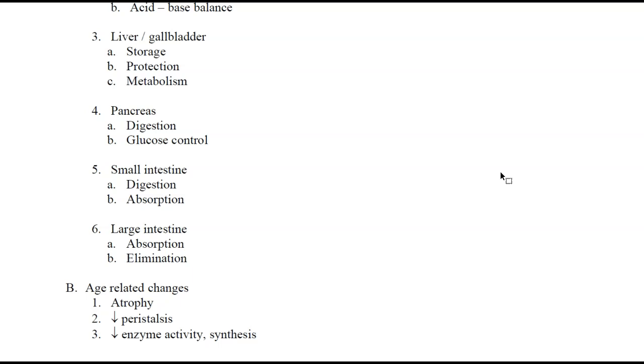So atrophy happens over time, so it's a gradual decline in effectiveness, and basically it wastes away due to the degeneration of cells. Now, decreased peristalsis, basically peristalsis becomes less effective, and as we can remember, peristalsis is involuntary constriction and relaxation of the muscles of the intestines in order to help move or push food contents forward.